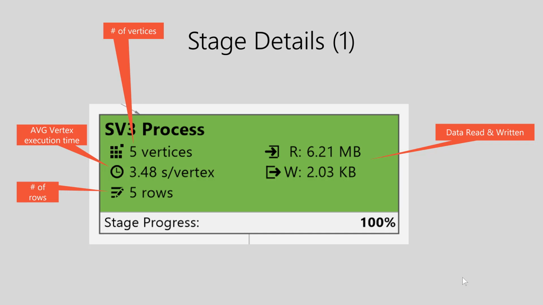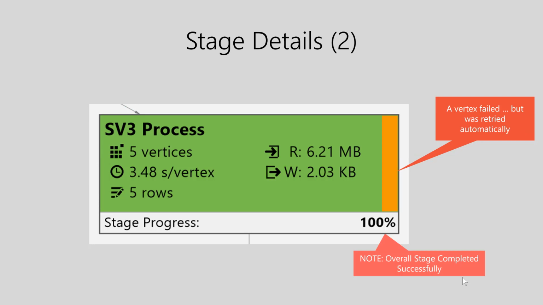And the number of rows, of course, this is a very small stage. It only in total produced 5 rows. And then you can see the amount of data that's been read or written. And this stage is green because it's 100% complete. So it was a successful stage. Now you may notice that some stages have a little bit of orange.